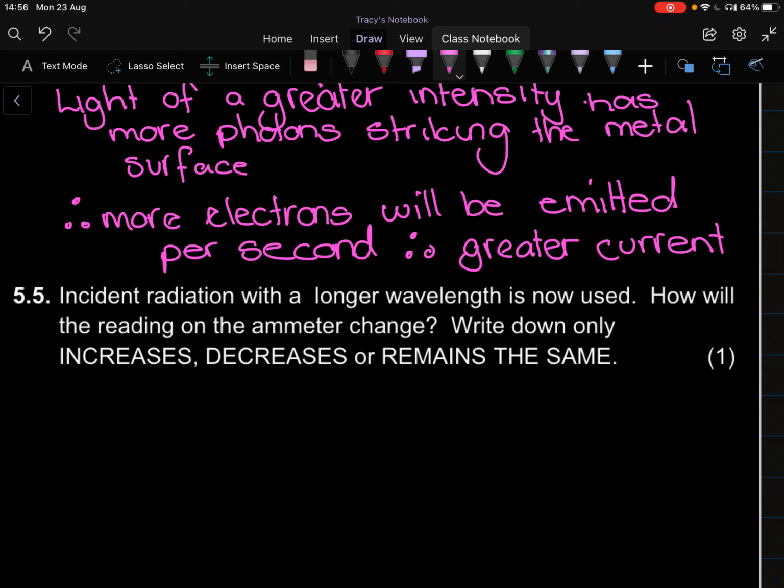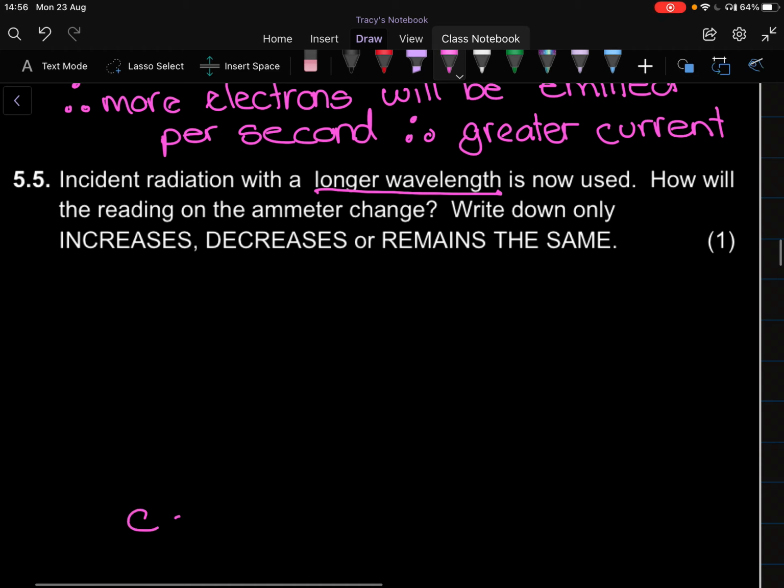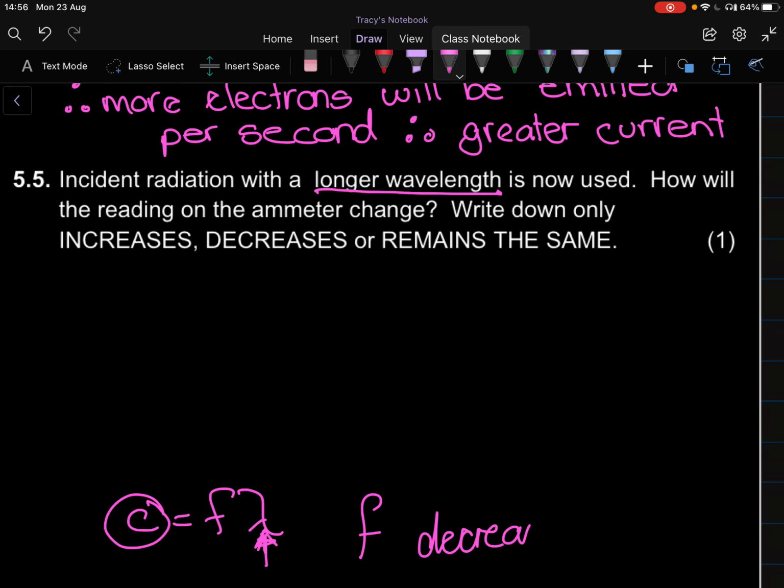Incident radiation of longer wavelength is now used. How will the reading on the ammeter change? Now you've got to be careful, okay? Remember, c equals f lambda. c is a constant. If I make lambda bigger, I'm making frequency smaller. It's going to decrease.